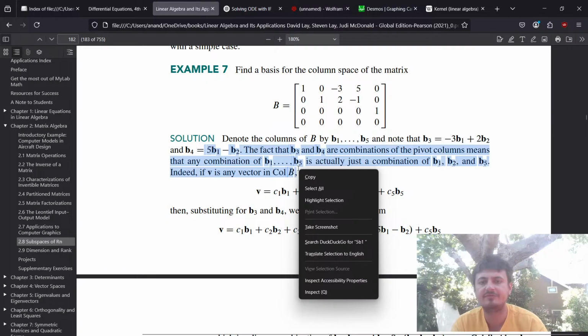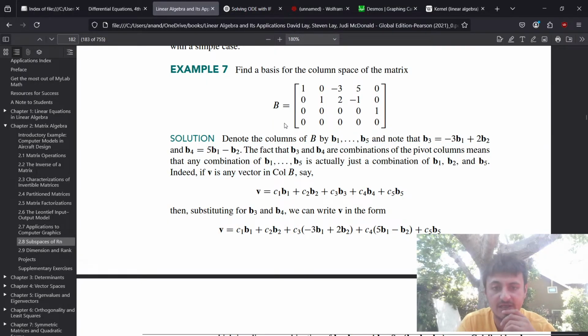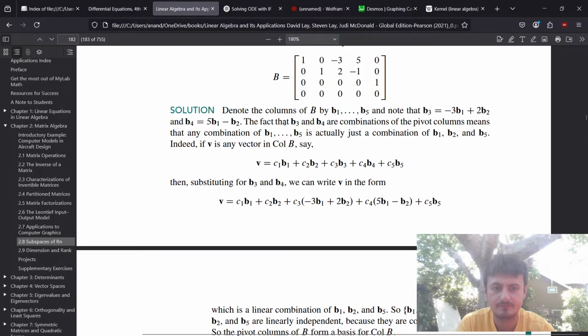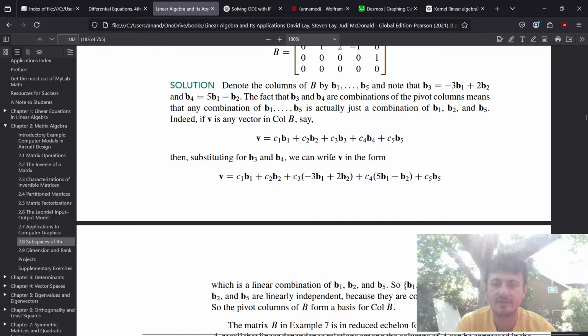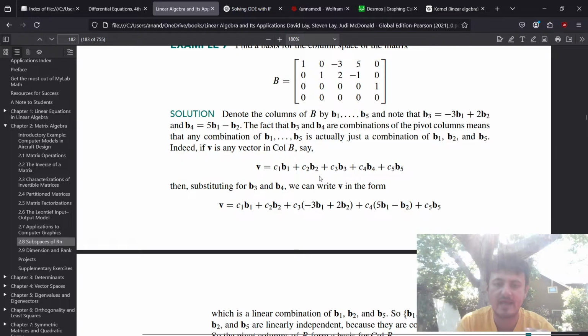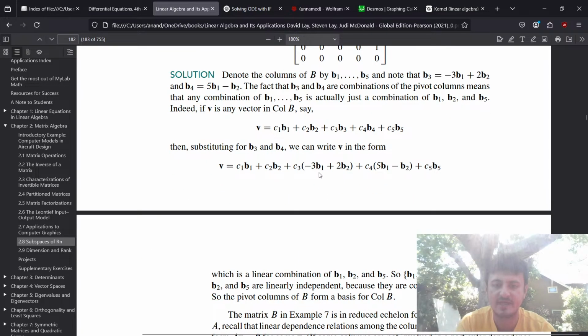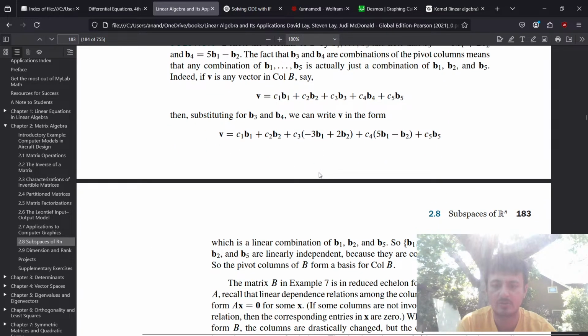The fact that B3 and B4 are combinations of the pivot columns means that any combination of B1 through B5 is actually just a combination of B1, B2, and B5. So that's what you do. You write it out as a linear combination, and then you rewrite the dependent columns as linear combinations of the independent set. That's pretty cool.